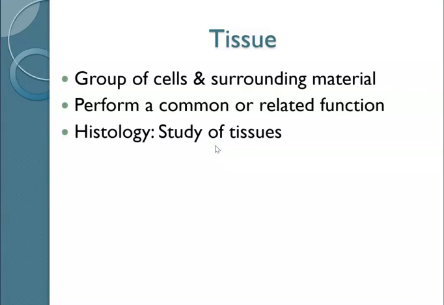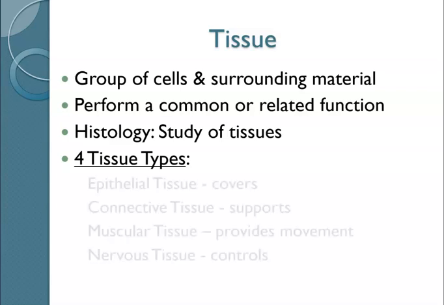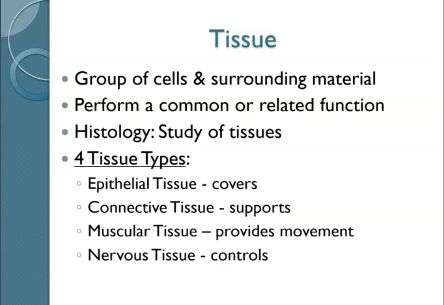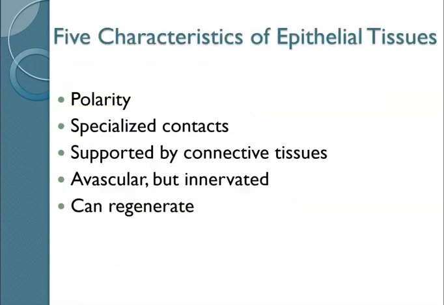So what are tissues? Tissues are a group of cells and the surrounding material. They perform a common and related function. The study of tissues is called histology. We have four main tissue types in our body: epithelium, connective tissue, muscular tissue, and nervous tissue. We'll briefly describe muscular and nervous here, but they will be separate chapter topics on their own. So we'll be mainly concentrating on epithelium and connective tissue.